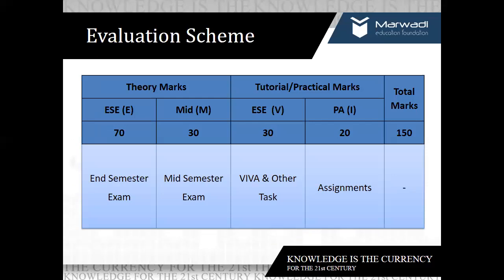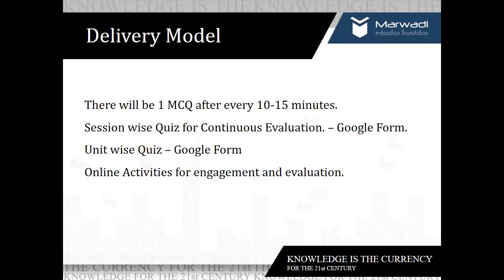Your evaluation scheme, as I mentioned earlier: 70 marks will be for the end semester exam, 30 marks for the mid-sem exam, 30 marks for viva and other tasks, and 20 marks for assignments. So in a way, there will be 150 marks. Okay. So the delivery model would be like this.